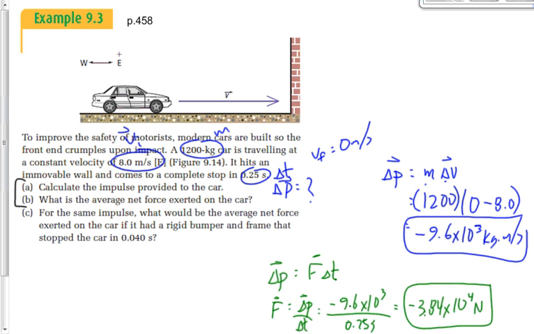Which means it's negative. Listen, if you're moving to the east, which way does the force need to be if it's going to stop you? To the west. That's why we get a negative value there. Simon, is that the right answer? Good.